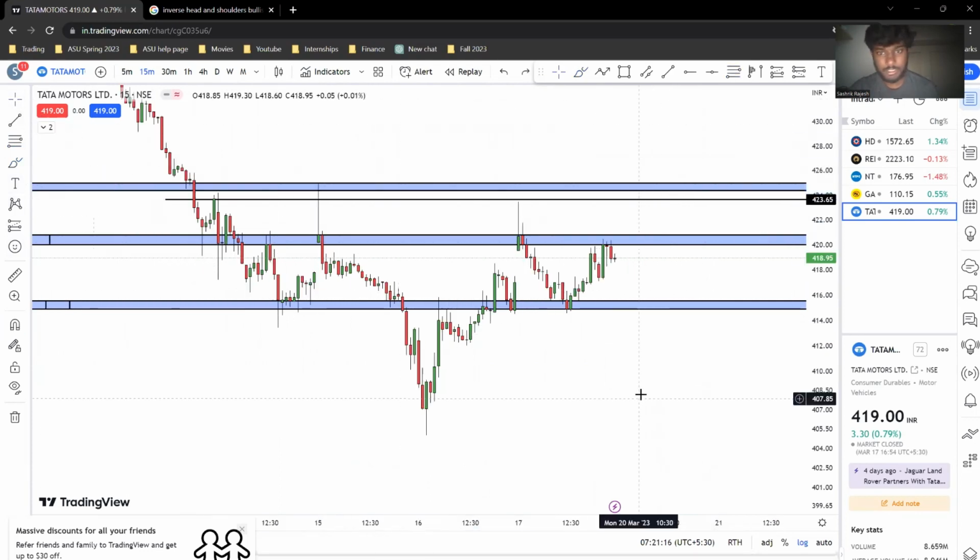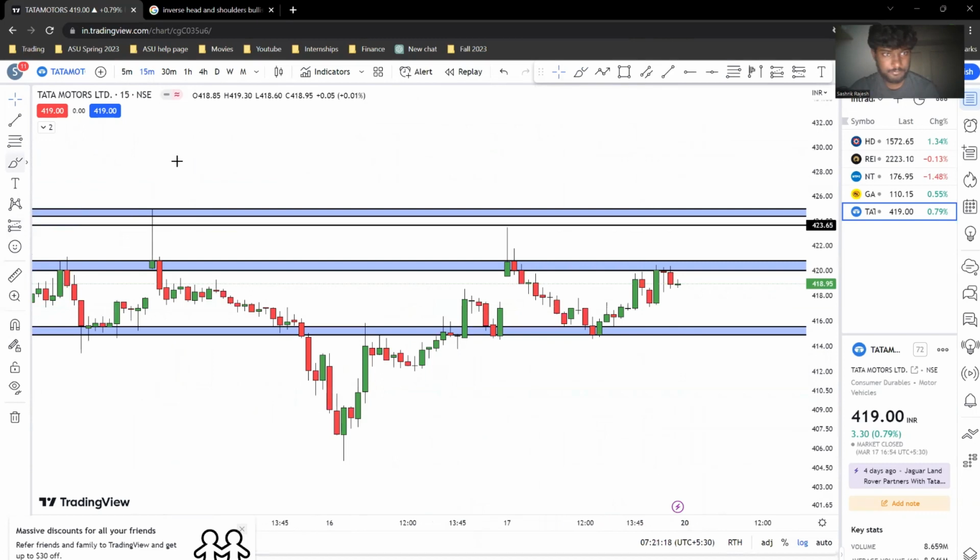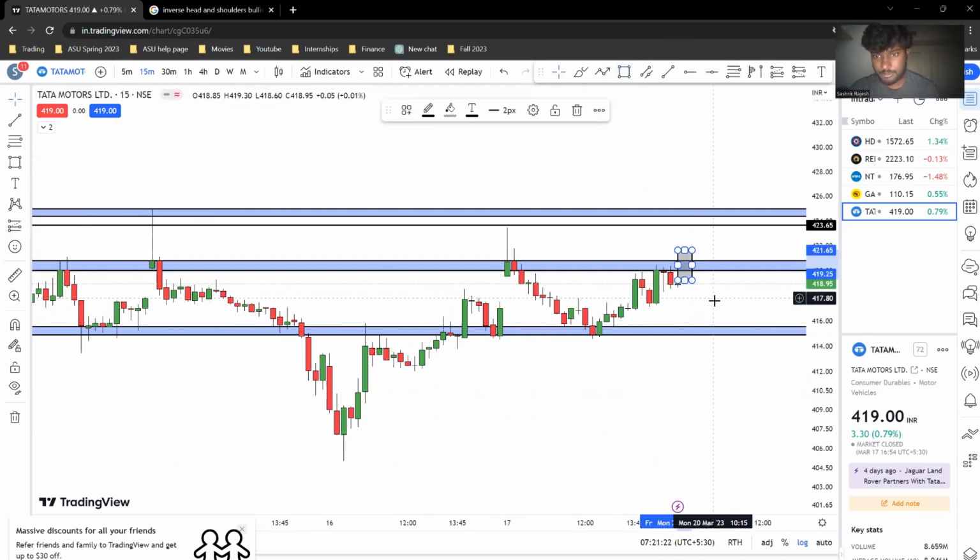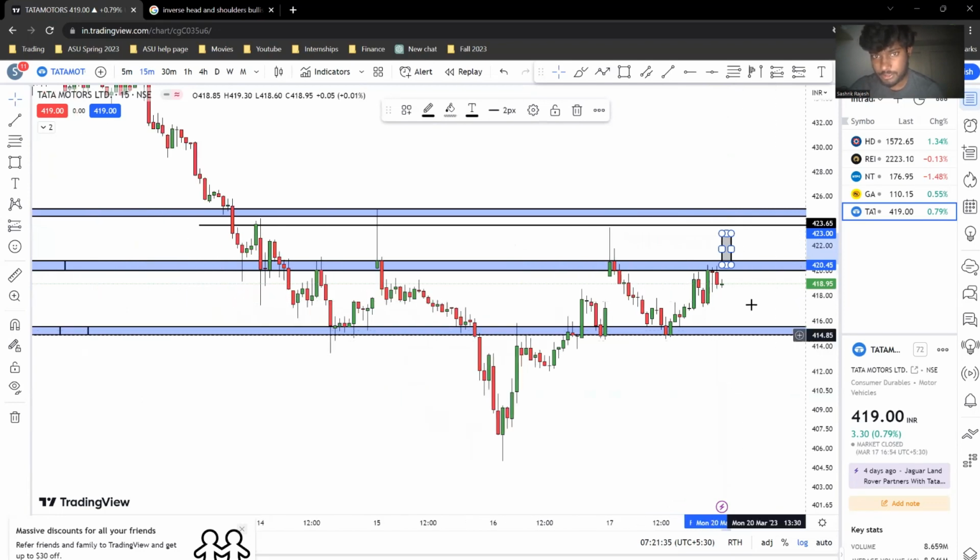So if there's a green candle here, keep your stop loss below the candle, take up these targets. If the market moves too much, just maybe trade the other stocks. Don't take up this trade.